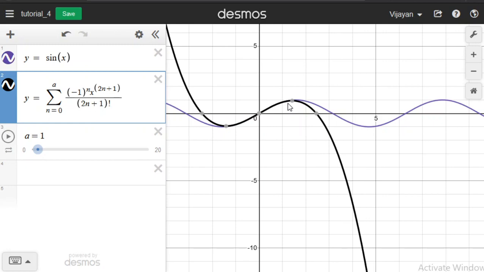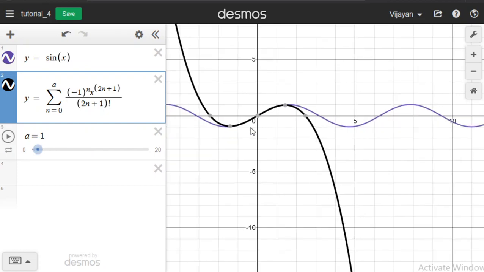In order to make the approximation more clear by the Taylor series expansion of the sine function, we add more and more terms to the Taylor series expansion. So how will we add more and more terms? In this, we will change the value of a. As the value of a changes, more terms will be included in the summation, such that the accuracy level or the approximation level will increase.